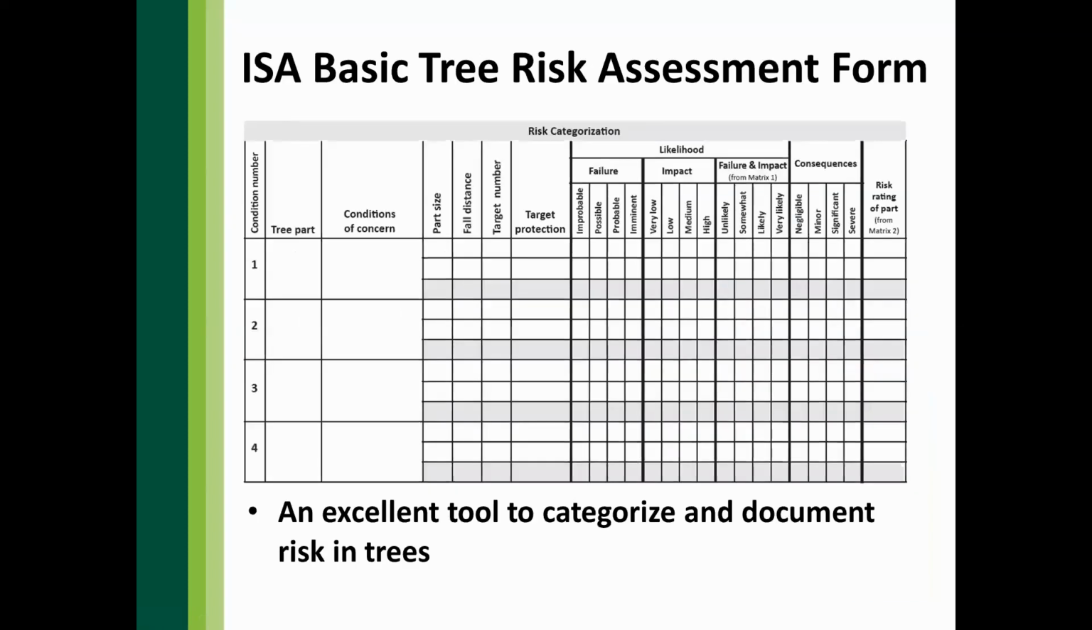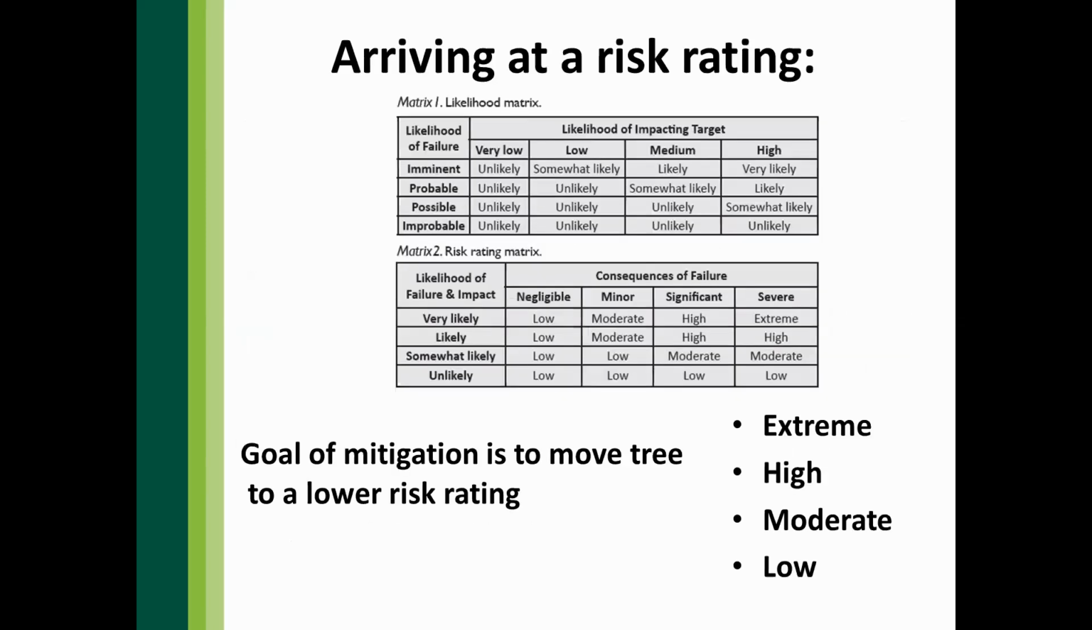And there is a really great basic tree risk assessment form that the ISA puts out that has all of these lines and categories in it. A really great tool to categorize and document risk in trees. If you go through this line by line, it leaves nothing untouched as far as a tree to consider what the risk is, from the ground all the way up to the tips of the branches. It's a great way to walk yourself through in a systematic way so you can come out with a categorization of the risk on that tree. Okay, we can go to the next one.